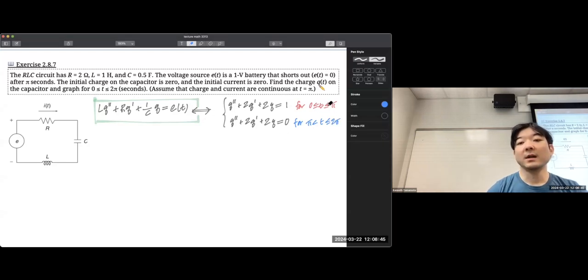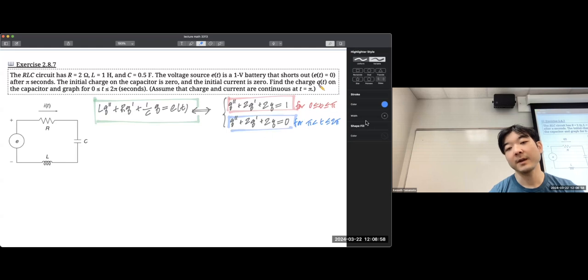And what I'll do is I'll solve each of these. We'll have to solve them separately. I'll do the red one here, and then there's a blue one here for after it shorts out. And then kind of like with our mixtures that we had, I'm going to label the solutions. From this one, I'll get a solution Q1. And then from this one, I'll get a solution Q2.